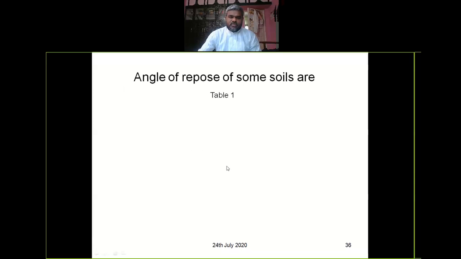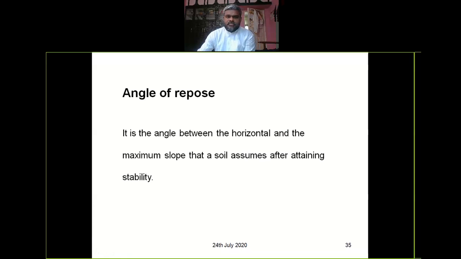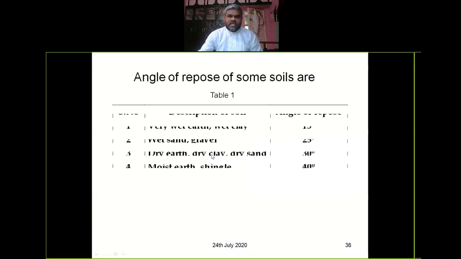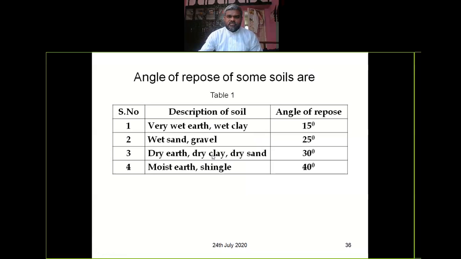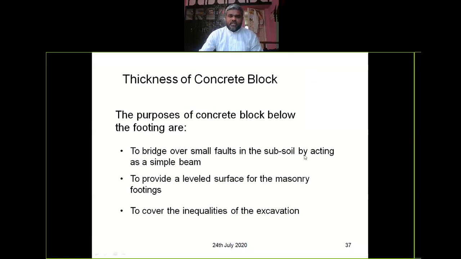So what is the angle of repose? It is the angle between the horizontal and the maximum slope that a soil assumes after attaining stability. The angle of repose of some soils: very wet earth or clay is 15 degrees, moist earth and shingle is 40 degrees, and dry sand is 30 degrees.